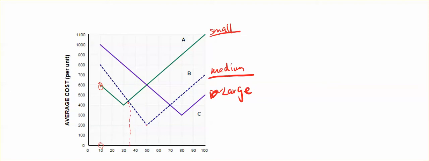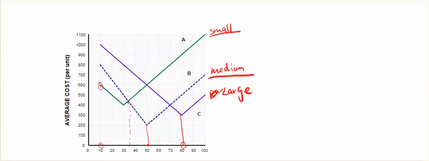However, if we want to produce 50 output, we will find the dash line is the lowest line. So in that case, if we produce 50 output, the medium firm will be the best choice. And if we produce 80 output, you will find that the large firm has the lowest average total cost. So in that scenario, if we produce 80 output, we will choose the large firm.